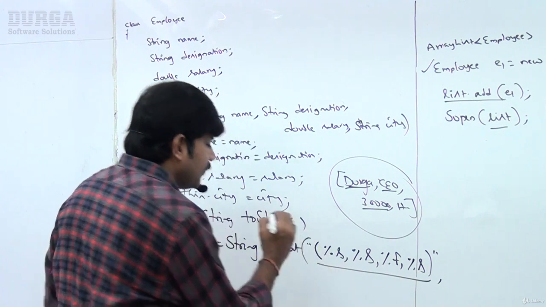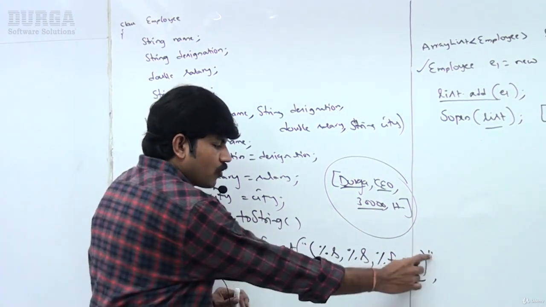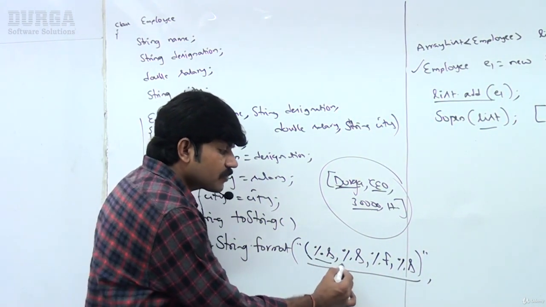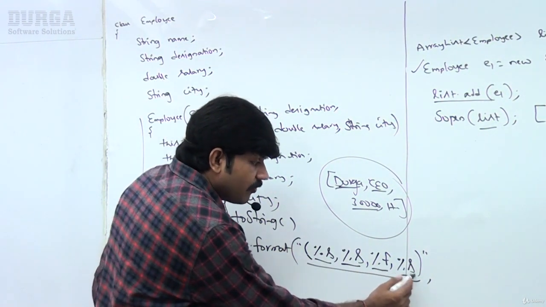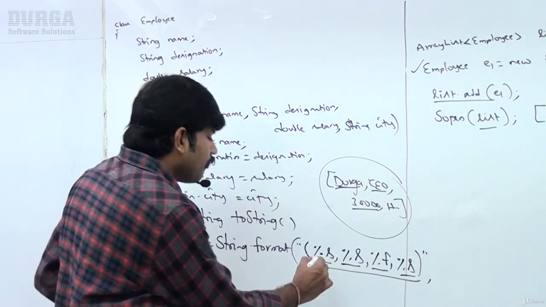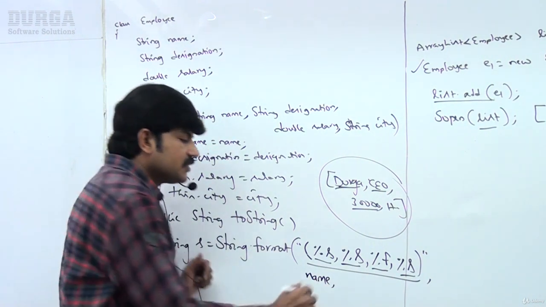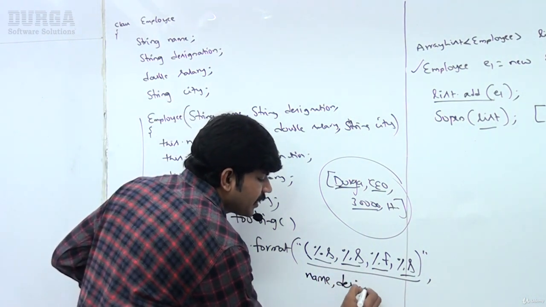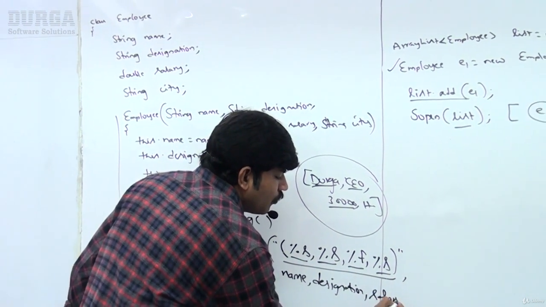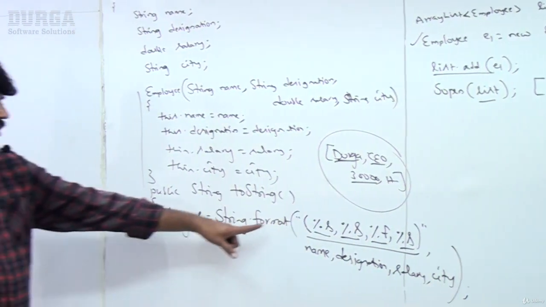Now, comma. Observe, this whole thing is within square brackets, within double quotes. Parenthesis, percentage s, the first one is name, designation, salary, and the last percentage s means address, I mean city name. The first percentage s means name, the second percentage s means designation, the third percentage f means salary, and the fourth one is city. Like this you can complete. Take a bit of very special care.